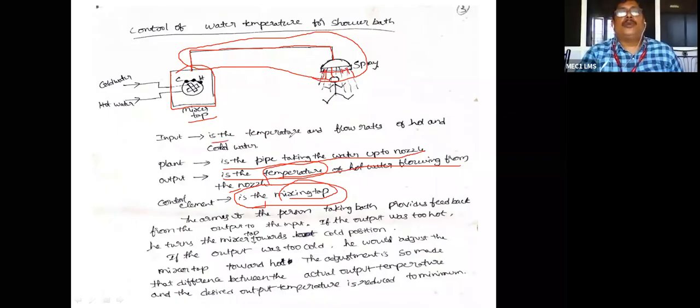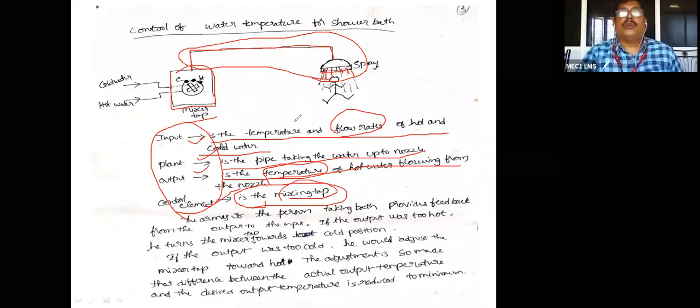So what is the input here? The input is the temperature and flow rates of hot and cold water. That means how much quantity also. Cold water has normal temperature, and hot water has a higher temperature than the normal temperature. So the input is the temperature, and also the flow rates. Flow rates means the quantity flowing. So that is the input.